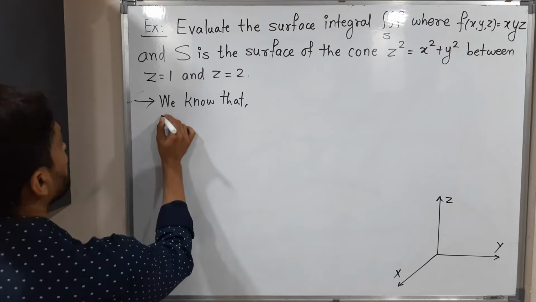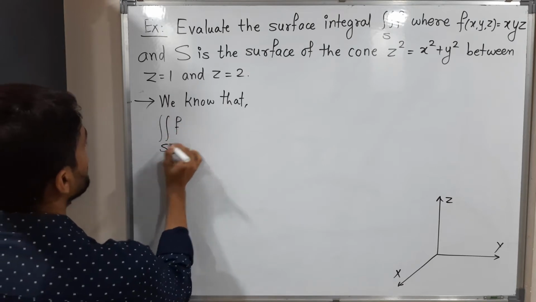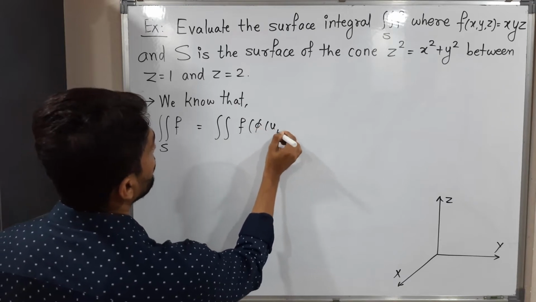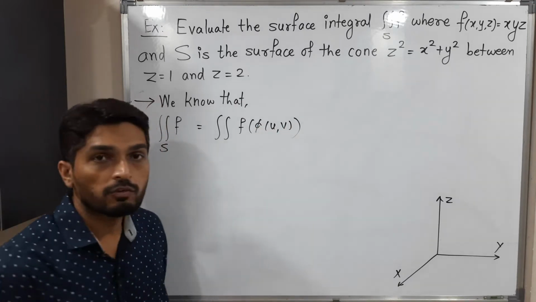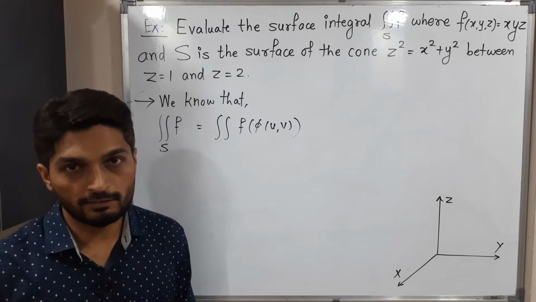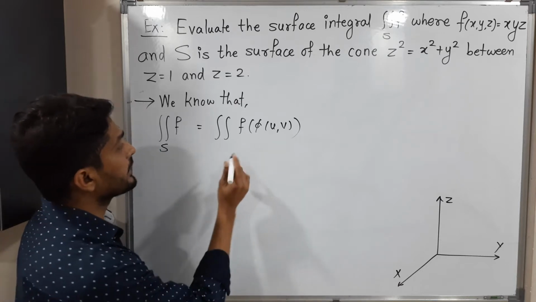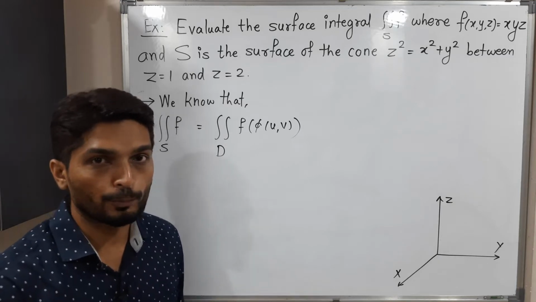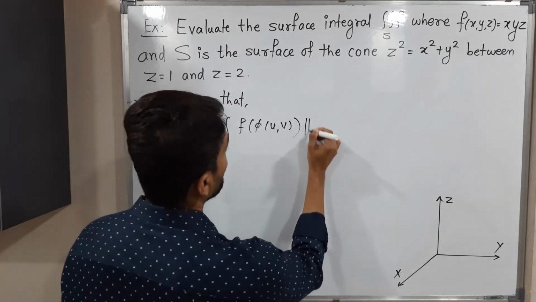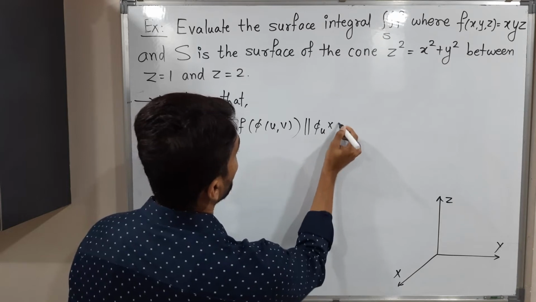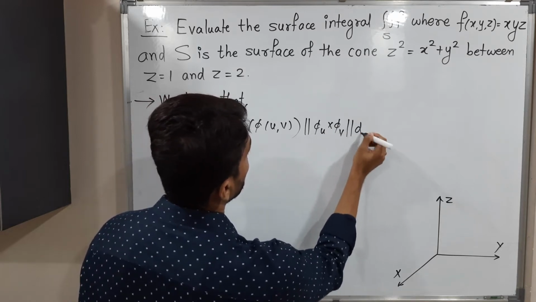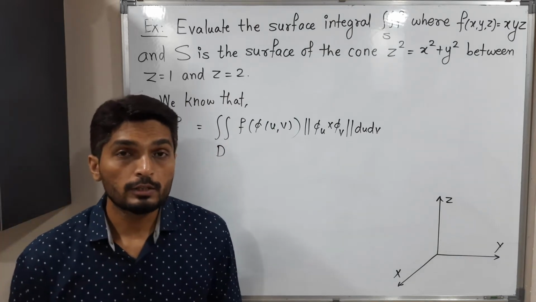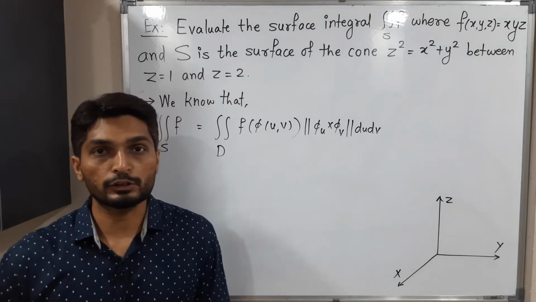So we know that double integration of f over S is equal to double integration of f of phi of uv. Here phi is a parameterization of the given surface S, and that phi is defined on domain D. So we solve this double integration over domain D. After that we have the magnitude of phi u cross phi v, du dv. So this integration we have to solve. The most important thing is the parameterization of a surface.